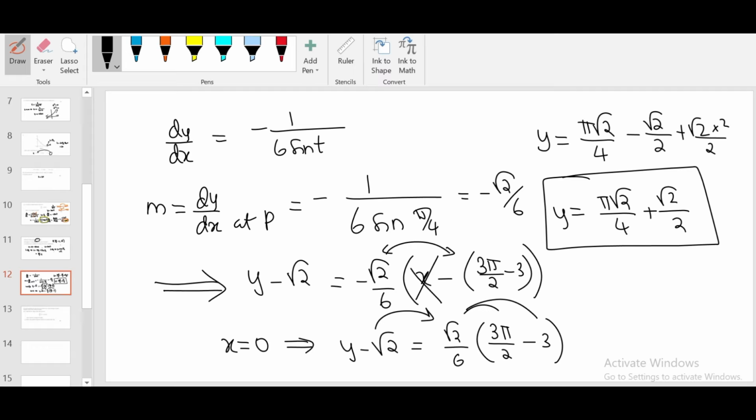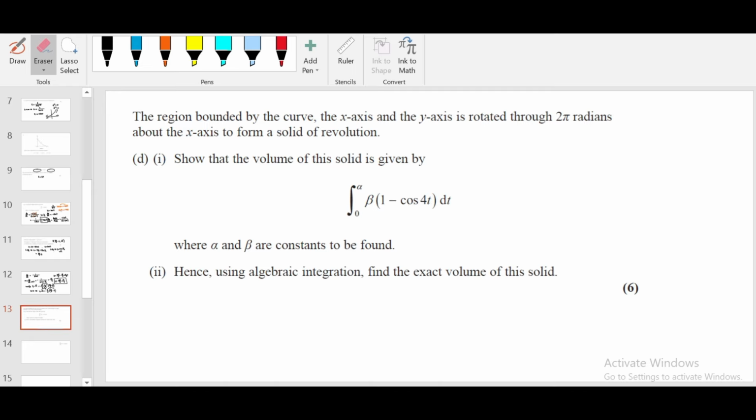Do not use your calculator completely. You will get a decimal number. You need to do it manually. Let's move on to part D.